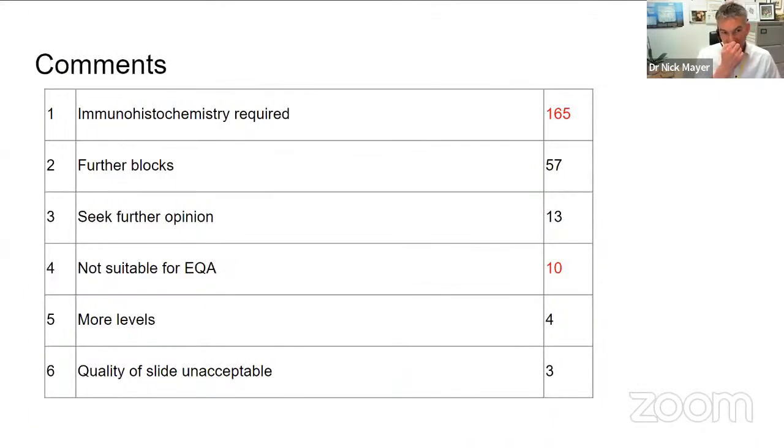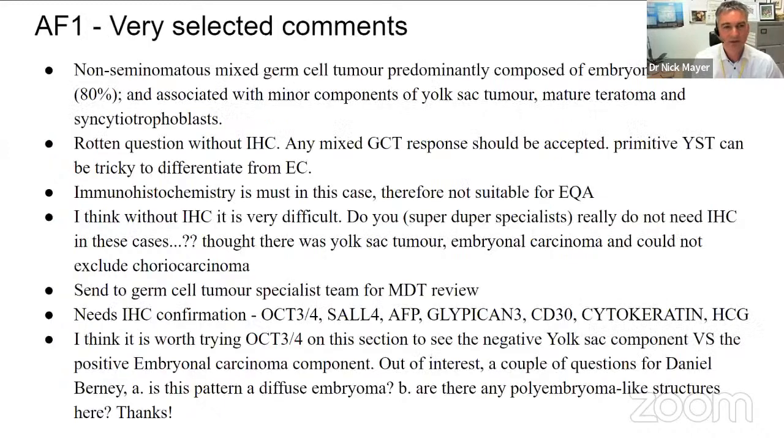So we got quite a lot of comments, and we got a lot of people wanting immunohistochemistry, so 165, very high. Interestingly, only just making it into double digits is not a suitable case for EQA. And there were lots and lots of comments, which is why I've said very selected comments.